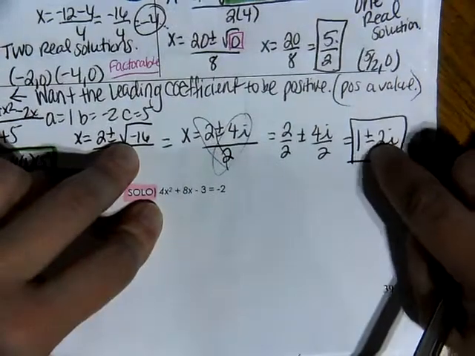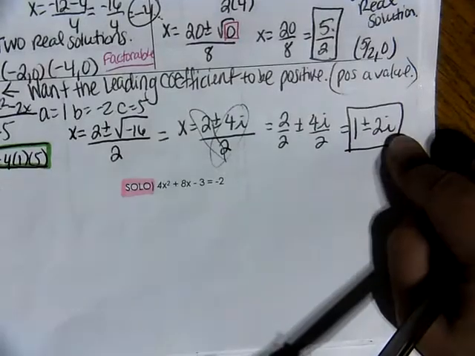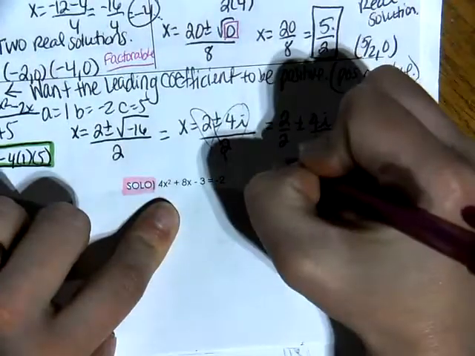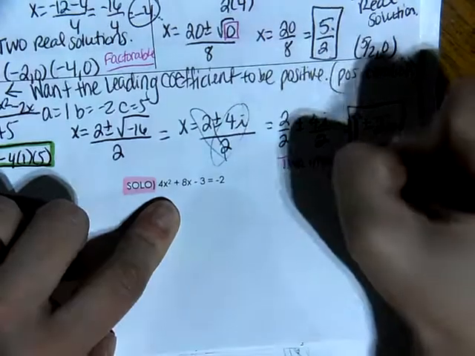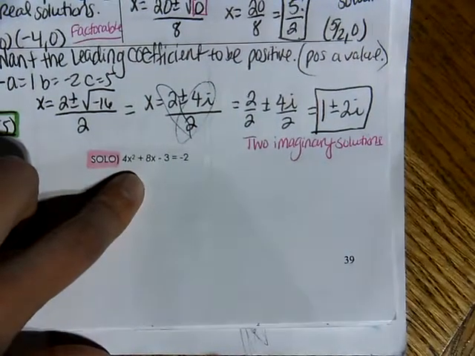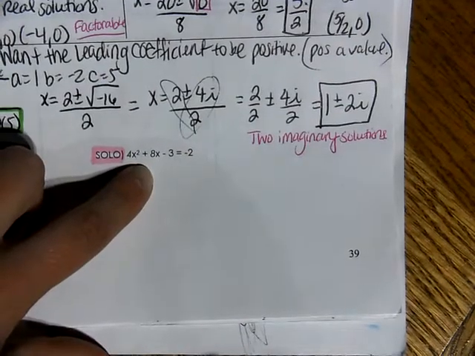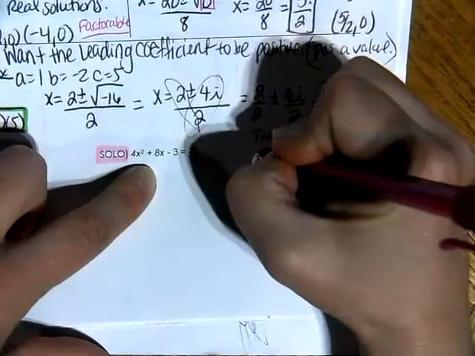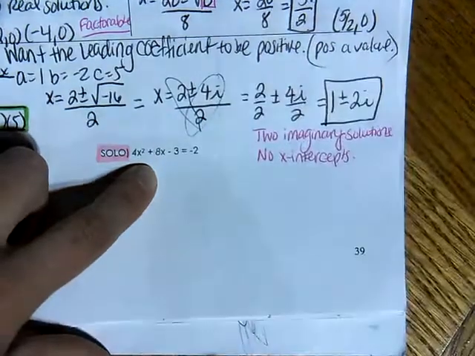In this problem, plus or minus indicates that we have two solutions. And these solutions, because there is an i in it, means that we ended up with two imaginary solutions. That means that this parabola does not cross the x-axis at all. And so it's what we call a floating parabola that doesn't cross or touch the x-axis. There are no x-intercepts. But their solutions, they just ended up being imaginary.